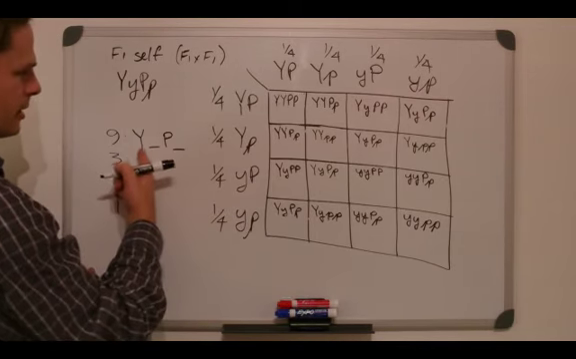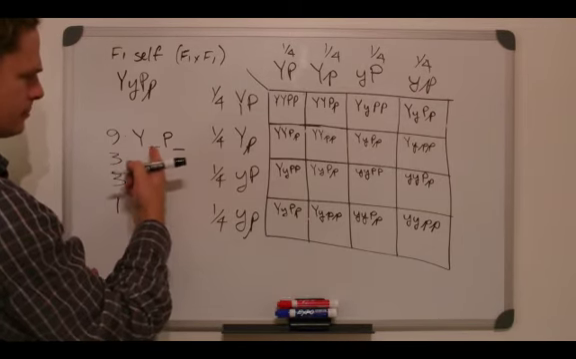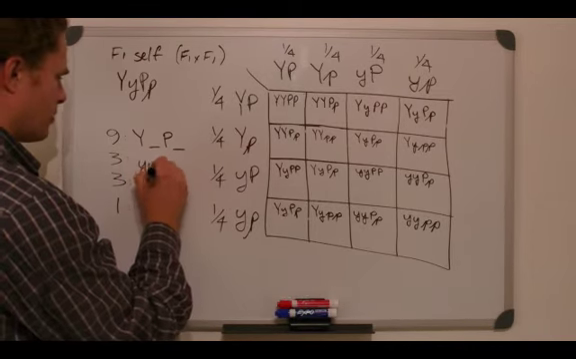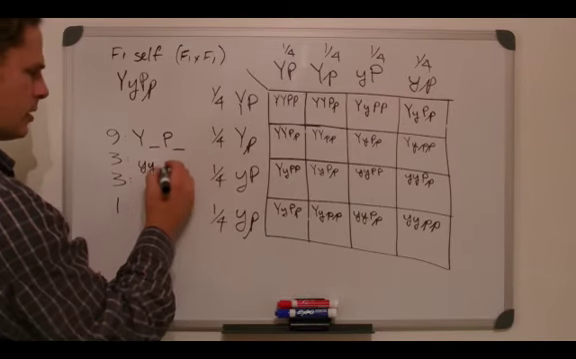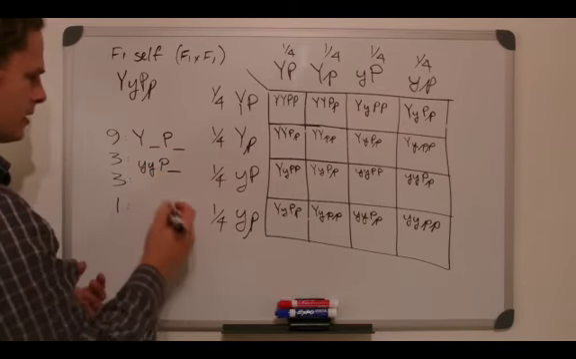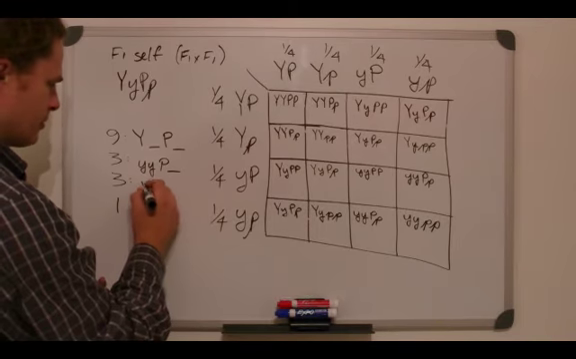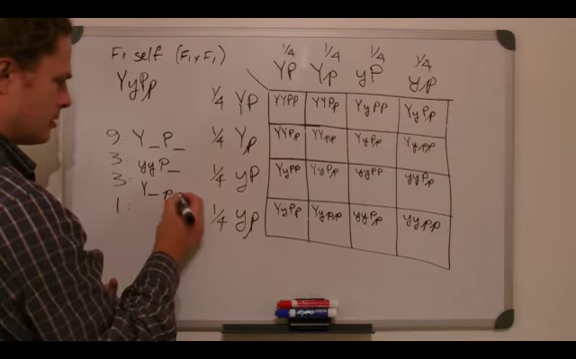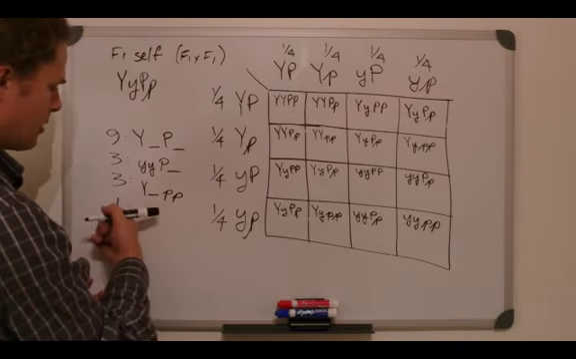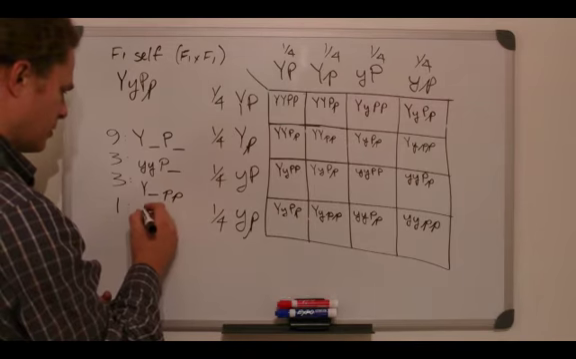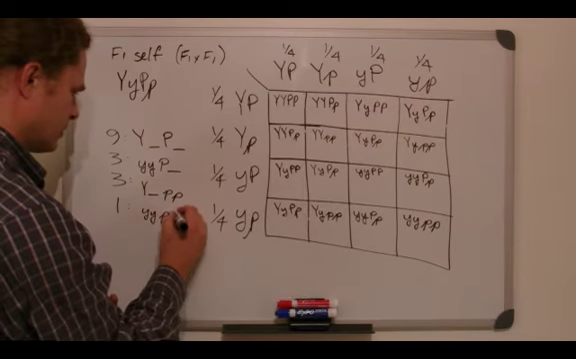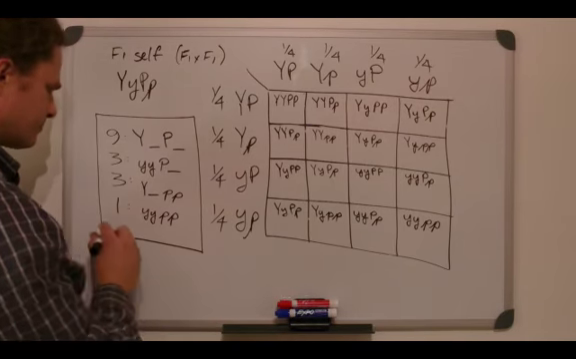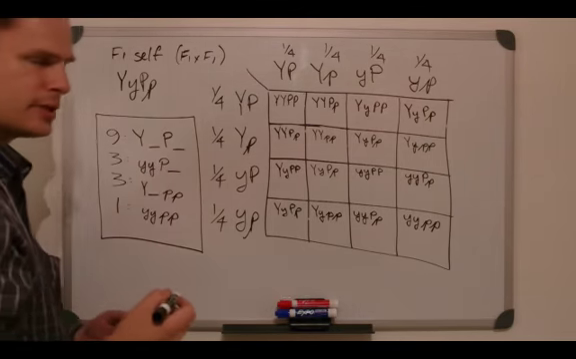There will always be 9 that have the dominance at both loci. Then one of the 3 categories will have their homozygous recessive at the one locus and at least a dominant at the other. The other 3 is the reverse, has at least one dominant at the one locus and homozygous recessive at the other locus. And then the one category is the homozygous recessive for both. So that's a very simple summary that always applies to a dihybrid self.